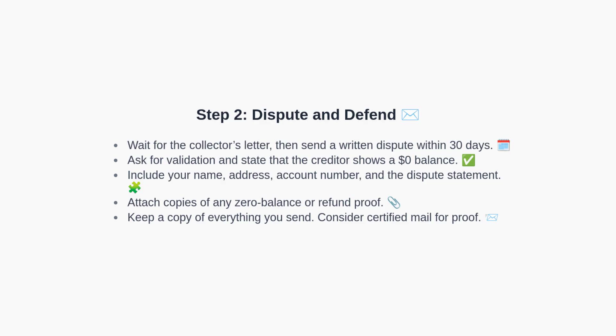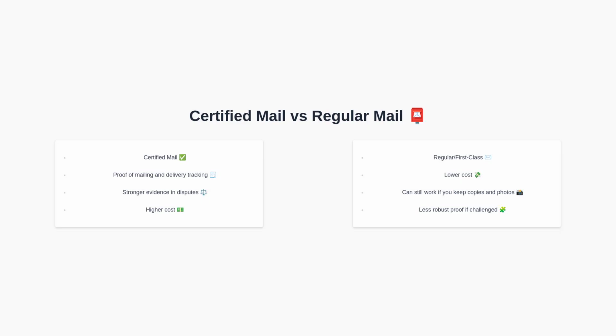Consider using certified mail for strong proof of mailing, although you may weigh the cost against the size of the alleged debt. Let's compare certified mail with regular first-class mail. Certified mail provides proof of mailing and often delivery tracking, giving you stronger evidence if the dispute is ever questioned. The trade-off is higher cost.